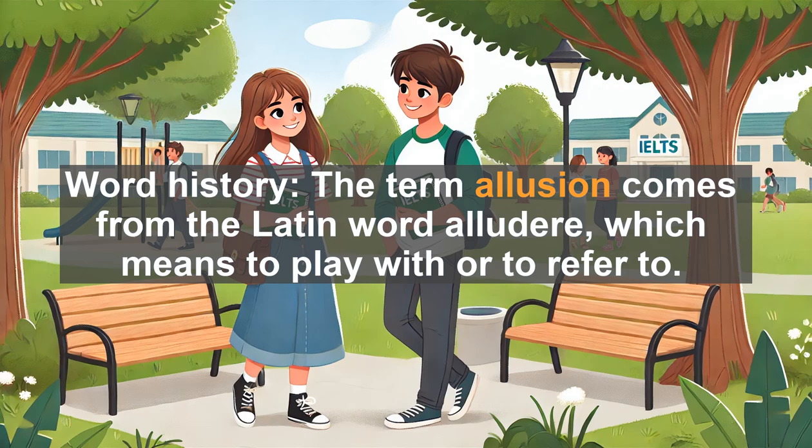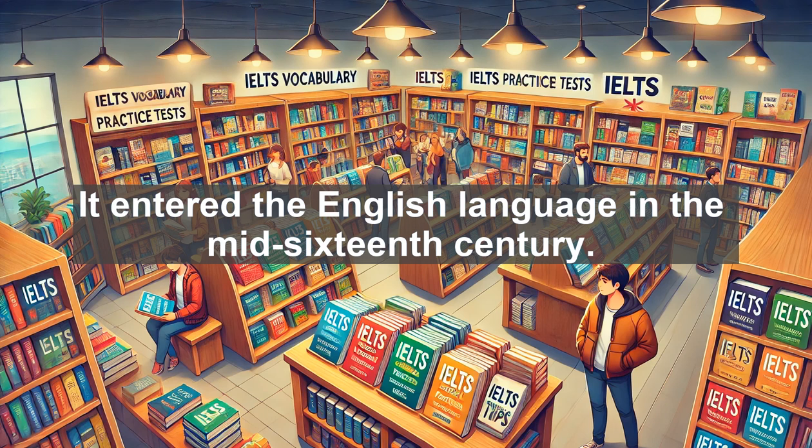Word history. The term allusion comes from the Latin word alludere, which means to play with or to refer to. It entered the English language in the mid-16th century.